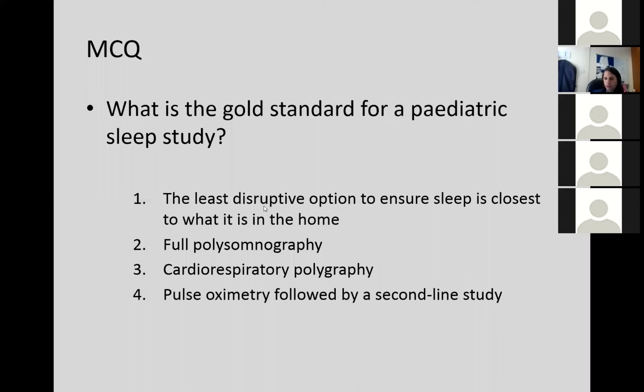So, in the American sleep literature will say that anything less than the full PaeCH is not useful, but I disagree, and I think actually a cardiorespiratory polygraphy is more than adequate for most of our patients, to be honest.